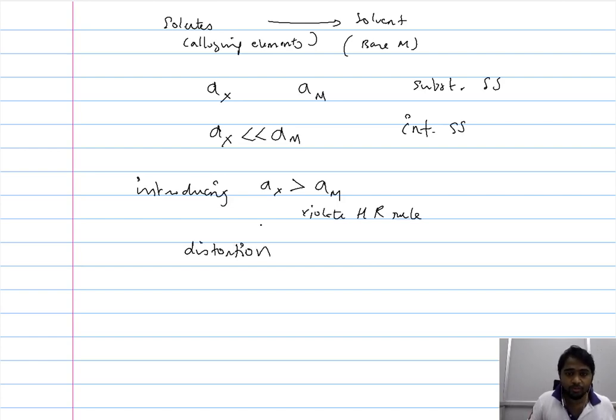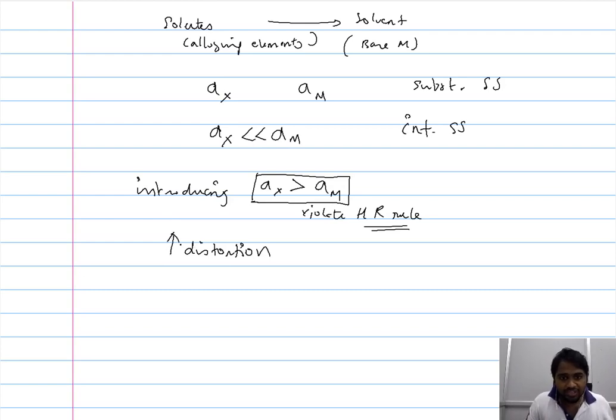So we are introducing distortion in the lattice by introducing solute of larger atomic size. Of course, you can create a distortion in the lattice by sticking with the Hume-Rothery rule. However, the amount of distortion created by the larger atom will be significantly higher, and therefore we are not much worried about the rule. Even though it governs the solubility, we want to some degree violate it, because by violating it, even though we are compromising on the solubility, we are increasing the distortion.